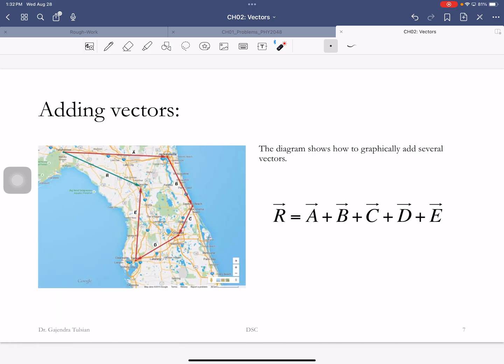Let's say you want to add A, B, C, D, E. You do the same thing. There's A, B. You keep adding tail to head. C, D, E. And the resultant is that way.